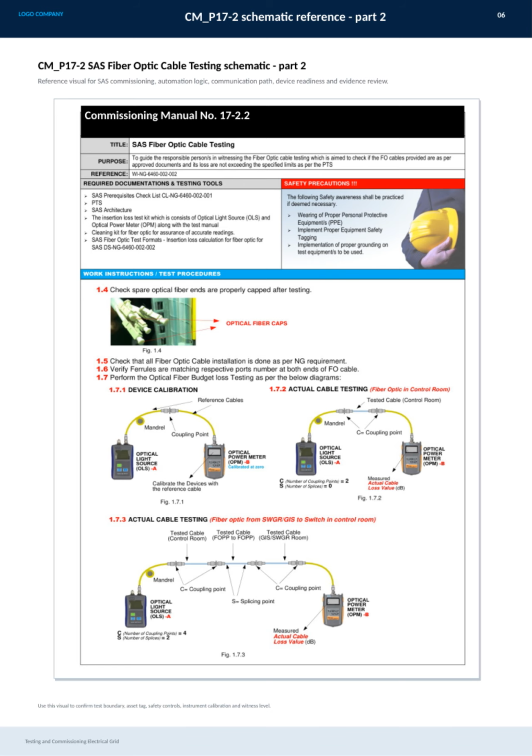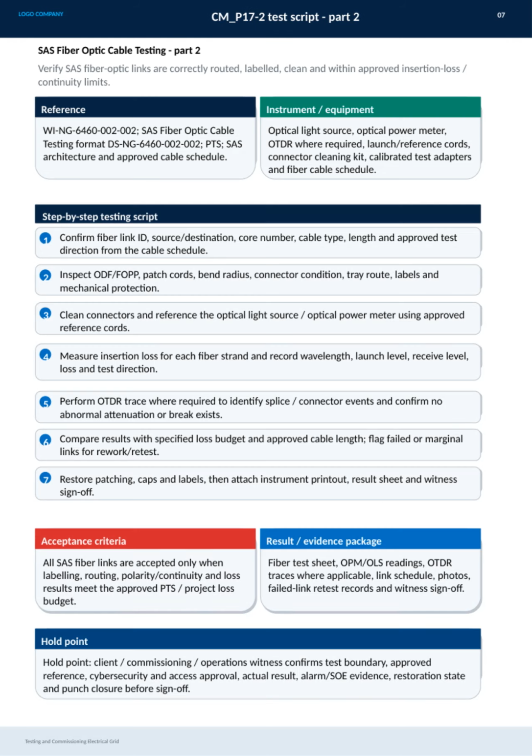thorough commissioning steps. Here we focus on the SAS fiber-optic cable testing, Part 2, which is essential for ensuring the electrical grid's communication integrity. The key objective here is to verify that all fiber-optic links are properly routed, clearly labeled, clean, and within the approved insertion loss and continuity limits. We start by confirming the fiber link details from the cable schedule, including the ID, source and destination, core number, cable type, length, and test direction.